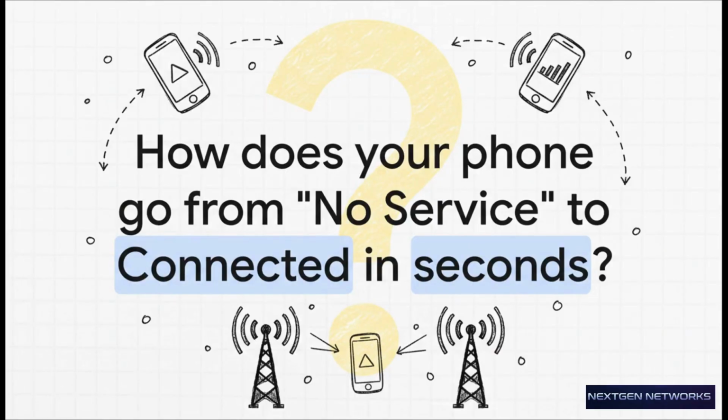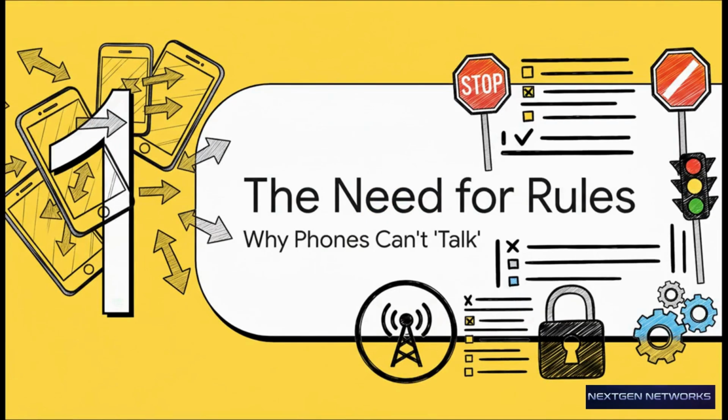We've all stared at that little icon, watching it flip from no service to a full set of bars. It honestly feels like magic, doesn't it? But it's not. It's actually this brilliant, high-speed negotiation. So how in the world does your phone announce itself to a cell tower and get permission to come online? Let's break it down. So, first things first, we've got to understand the core problem here.